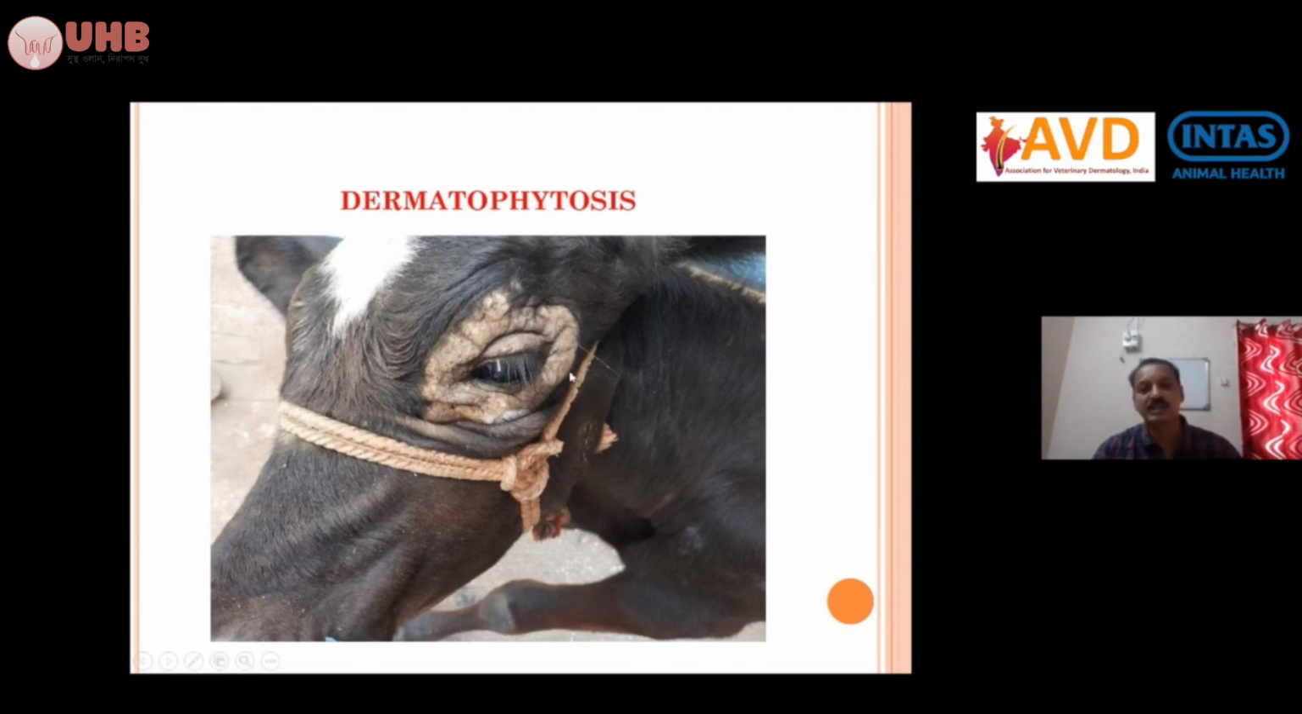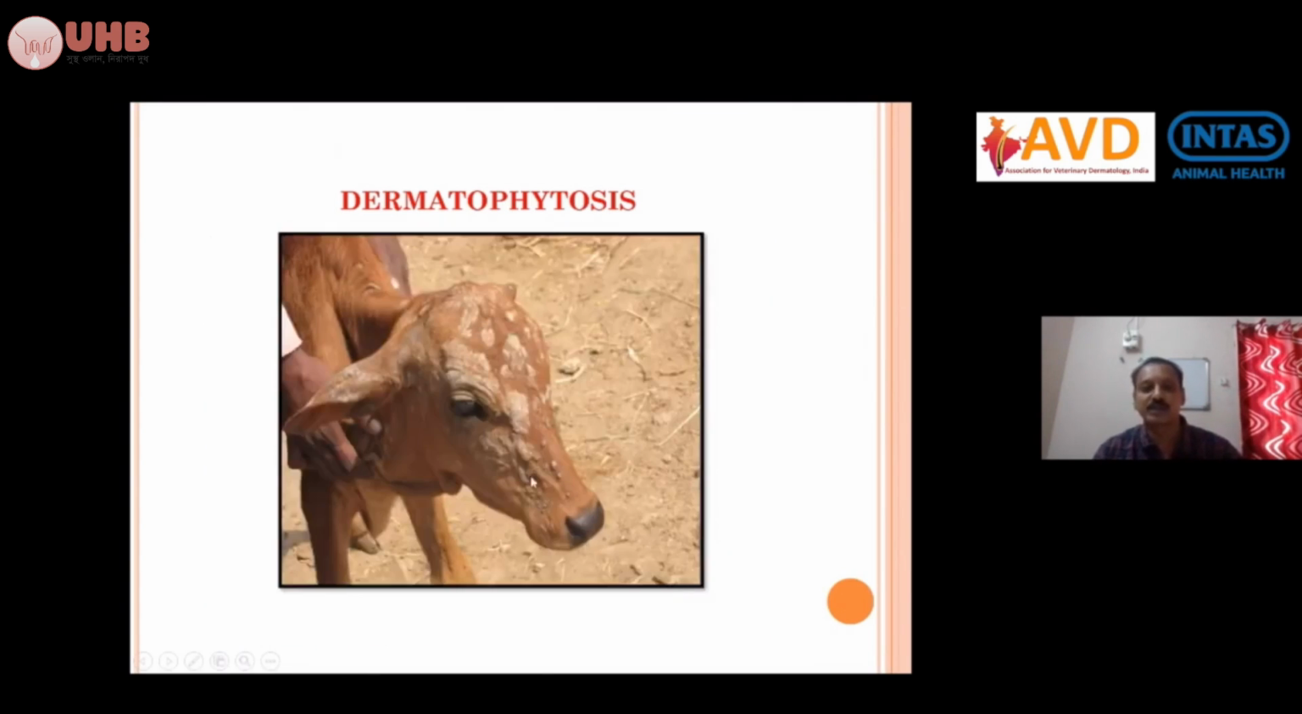Here the lesions are raised, crust-like, whitish to grey in color. Crust-like lesions are typical of dermatophytosis. Here you can appreciate the lesions all over the body, on the forehead, ears and neck region. When you appreciate such lesions, you can term it dermatophytosis.